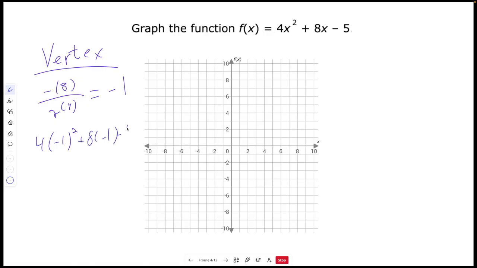So like this. We should know how to do this, because this was the previous video. And this will give us 4 minus 8, negative 4. I'm going too fast. 4 times 1 is 4, minus 8, minus 5. 4 minus 8 is negative 4, negative 9. All right, so our vertex is at negative 1, negative 9.